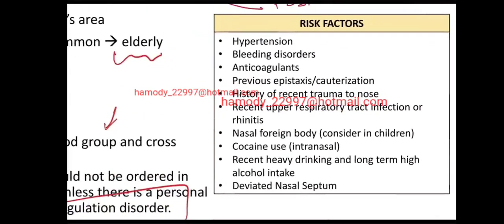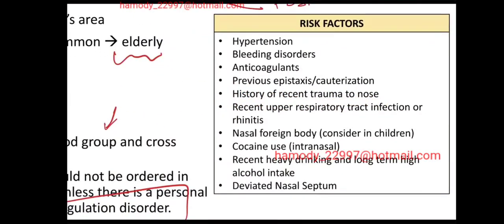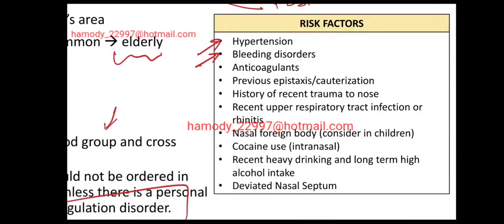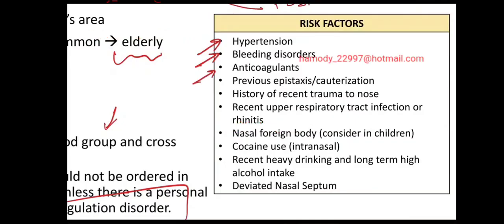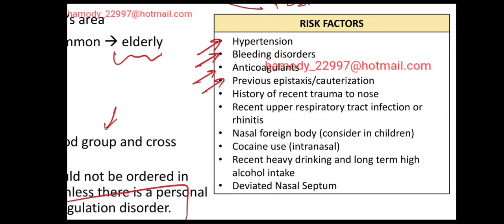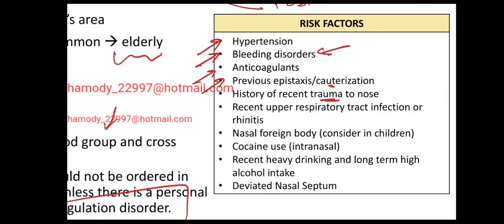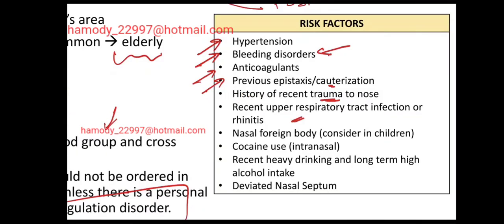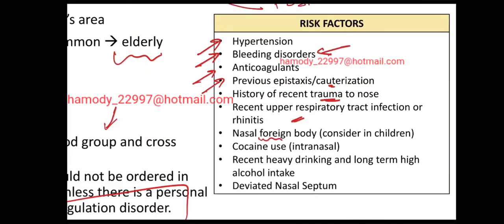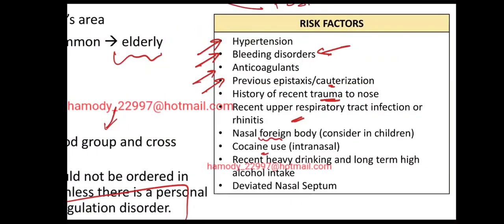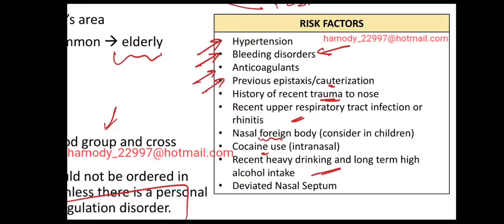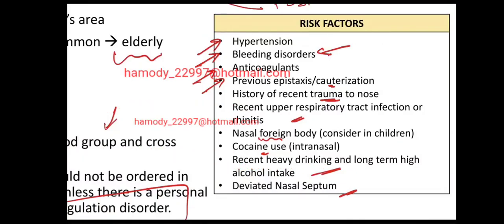What are the risk factors for nosebleed, epistaxis? That is high blood pressure, previous episodes of bleeding from the nose, patients who are on anticoagulants like warfarin or heparin or rivaroxaban, apixaban, previous cauterizations, any bleeding disorders, history of recent trauma, any upper respiratory tract infection, especially which causes crusting, any foreign body in the nasal cavity, cocaine users, heavy drinking and long-term alcohol intake, deviated nasal septum.